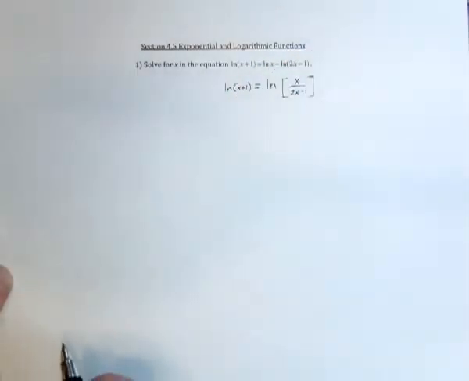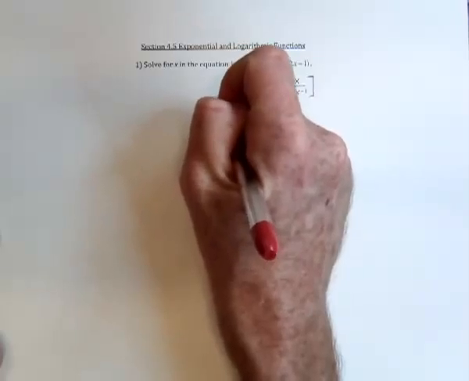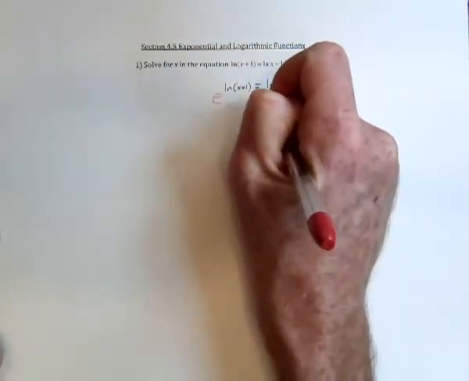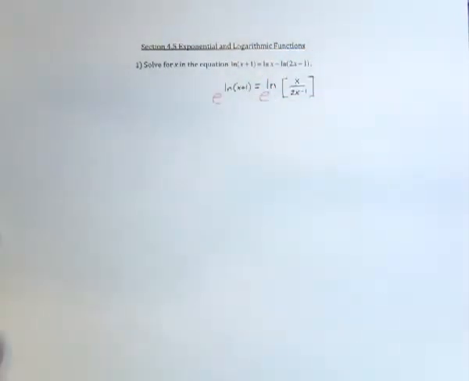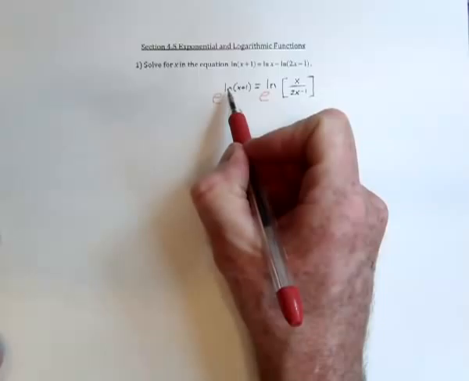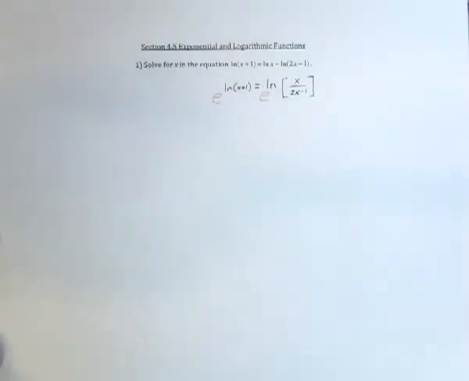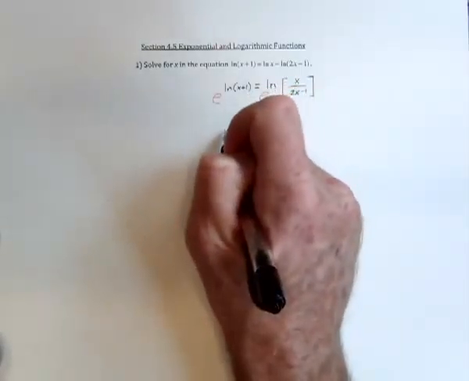Recopy the left-hand side. And now in order to eliminate the natural log, which has a base of e, we can use e as a base and these natural logs as the exponent. And by doing that, the e and the natural log are going to cancel each other out since they're inverses of each other. Now we're down to an algebra problem.